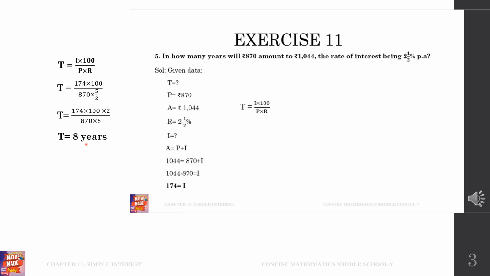So the time period taken for 870 to change into 1044 will be 8 years, children, right? The amount we need to return is 1044 rupees in 8 years, if you take 870 rupees at an interest of 2.5%.